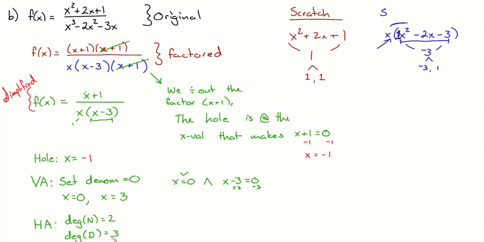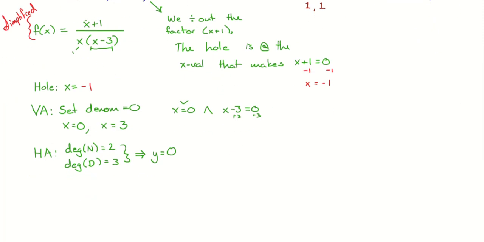If D is greater. Okay, louder. Y equals 0 if the degree of the denominator is bigger. Did you find that in your notes? Awesome. So now we know that there's a horizontal line that we get really close to. We have the hole here, vertical asymptotes. Other things I need.